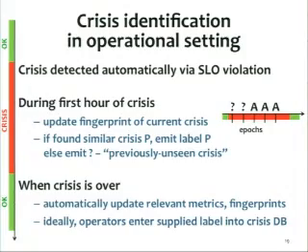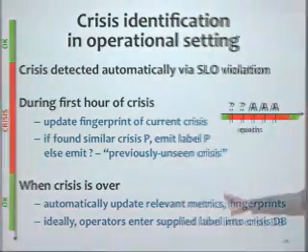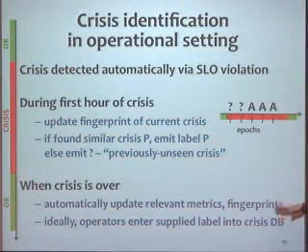And once the crisis is over, we update the relevant metrics, right? We run the feature selection step, and we update all the fingerprints to use the same set of metrics. And finally, the operators would add this crisis to the trouble ticket database with the right label.